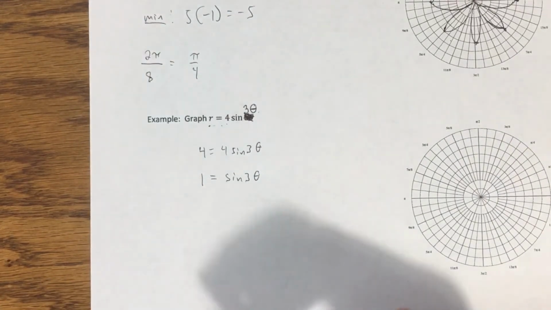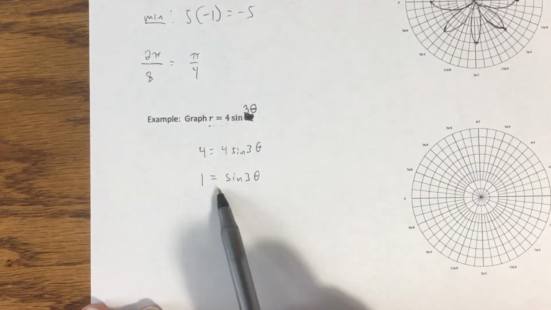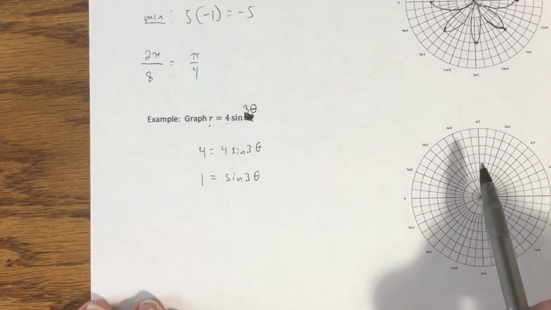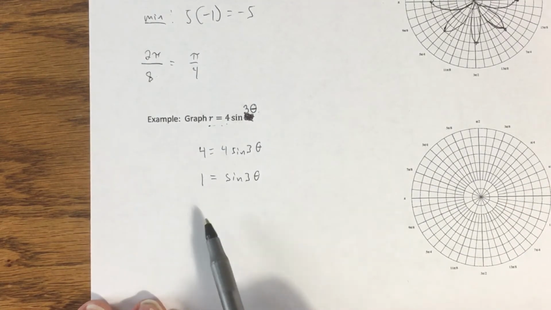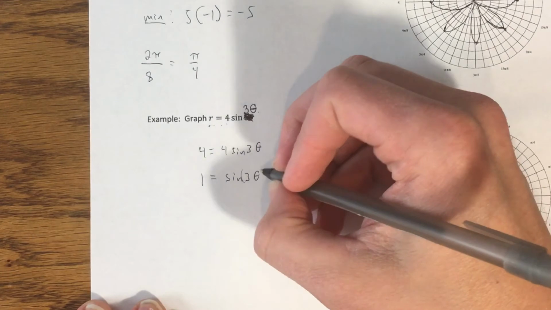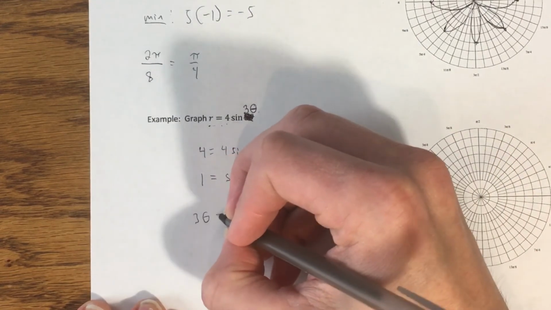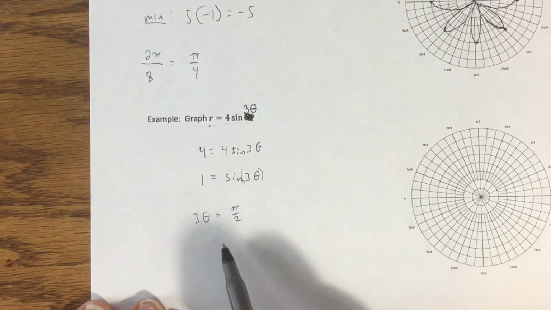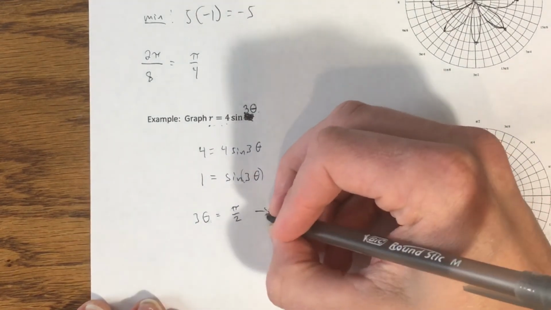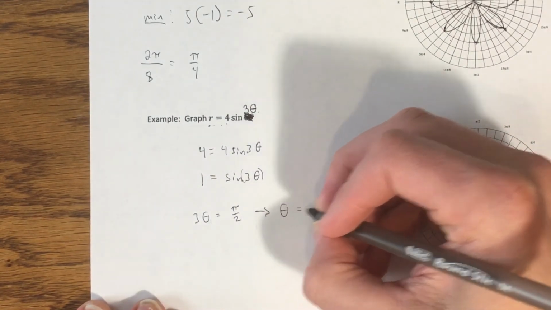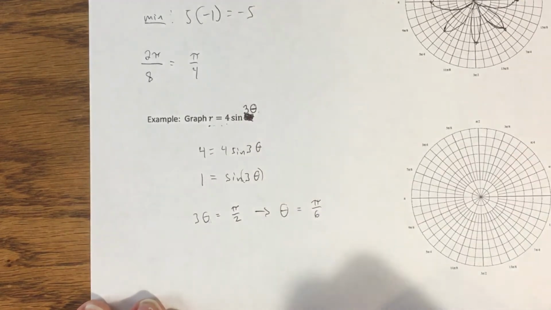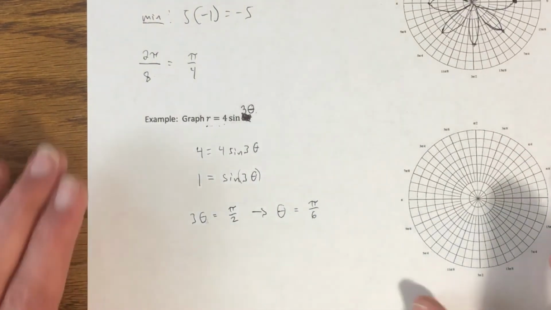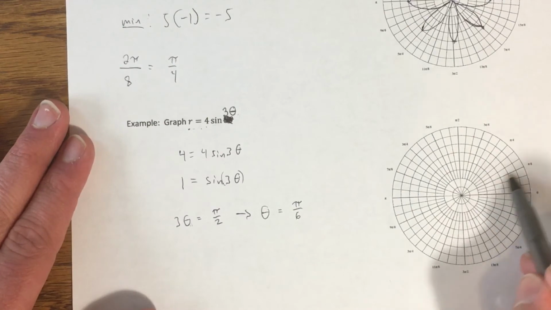Okay? Now that means, if I think about where sine is equal to 1, the first place in the unit circle where sine is equal to 1 is pi over 2. So I set the angle 3 theta equal to pi over 2 to give me a solution to this. Solving for theta by dividing by 3 tells me theta is equal to pi over 6. That's going to give me the first petal. So I find pi over 6, which is here.